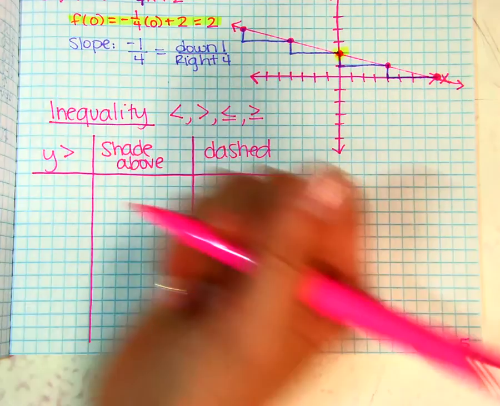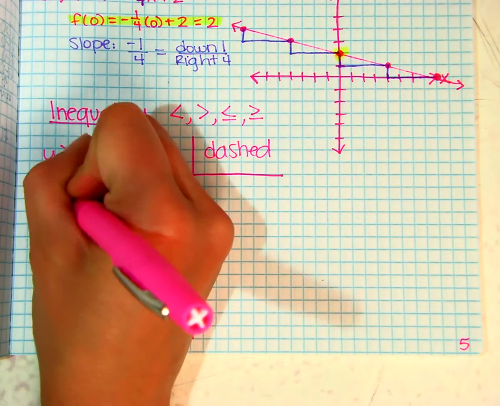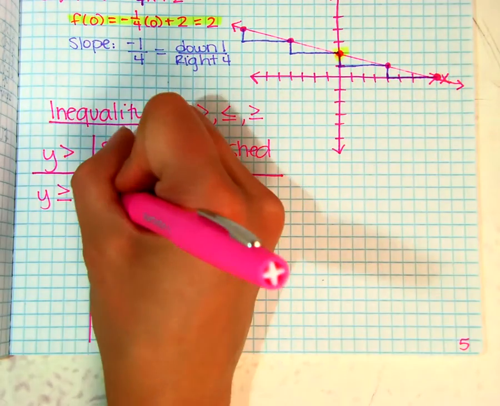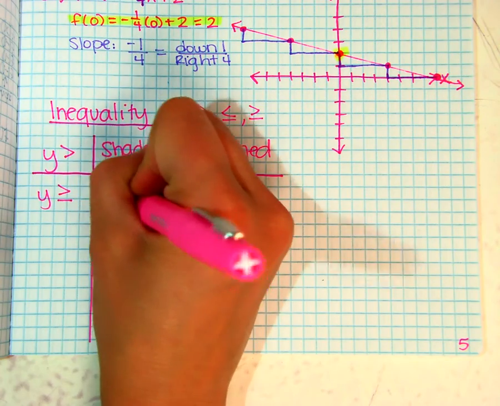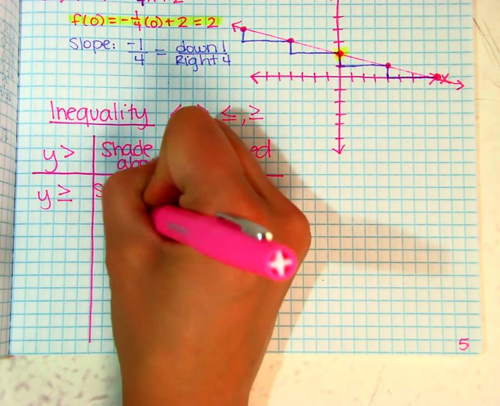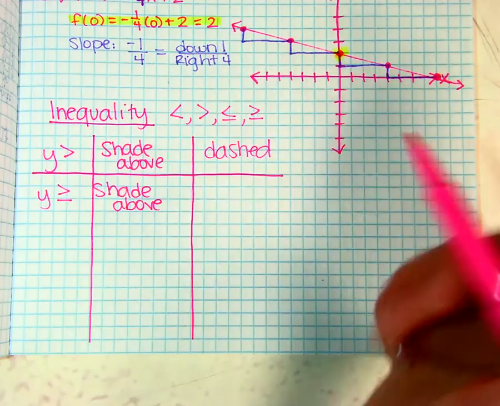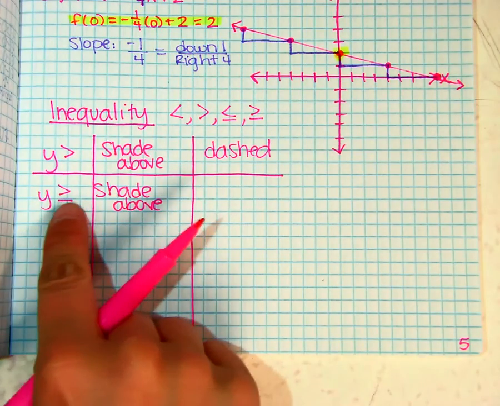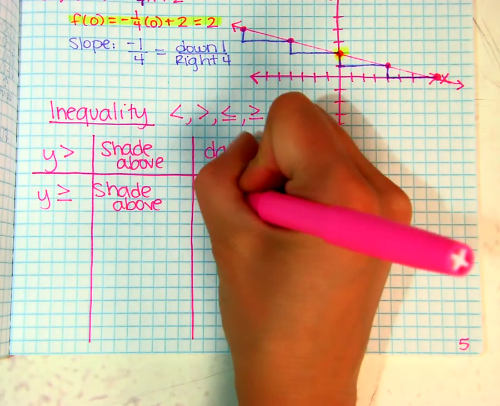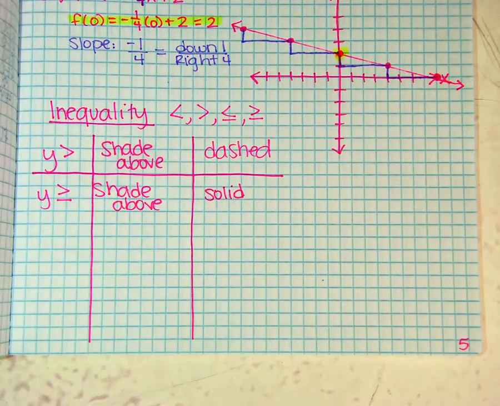If it's y is greater than or equal to, we're still going to shade above because it's greater than. And this time, see that line here? It's going to be solid. Okay, so it is solid when we have this line.